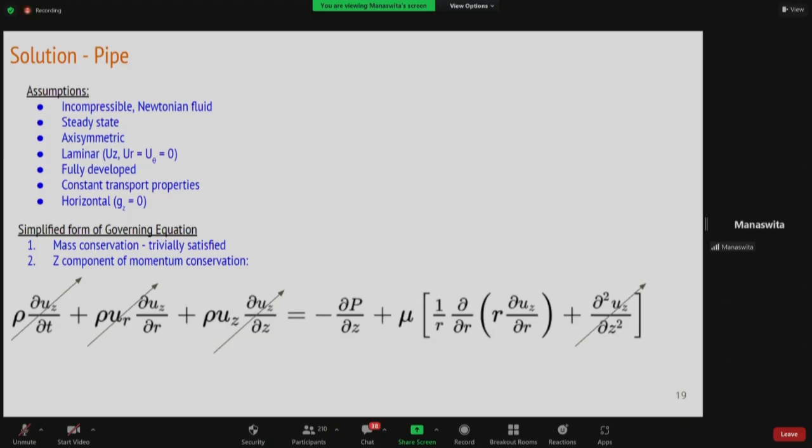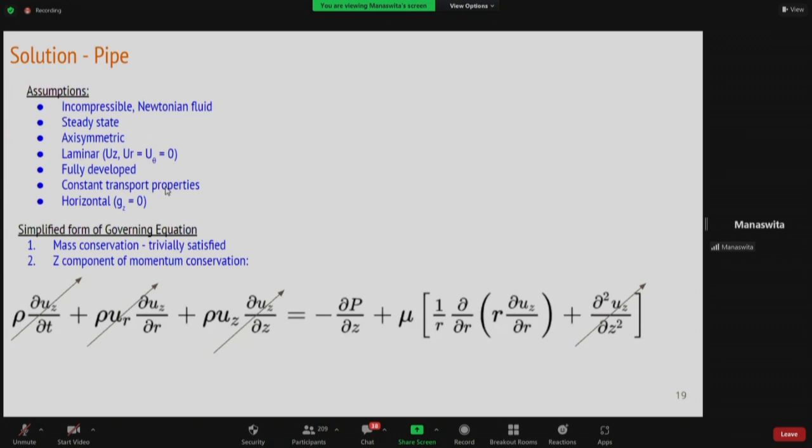For the R momentum component, there is no flow in the R direction, so the R momentum component doesn't come into the picture. So the most relevant component is the Z component of the momentum. Okay, so assumptions are incompressible Newtonian fluid given in the problem statement, steady state, axisymmetric pipe flow, laminar we have assumed. So the only non-zero component is uz; ur and u theta are 0. Fully developed for analytical solution, we have made this assumption.